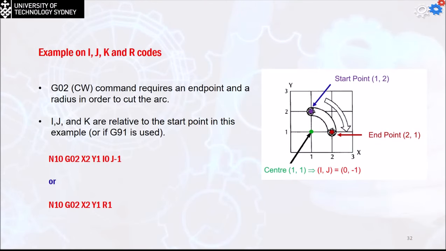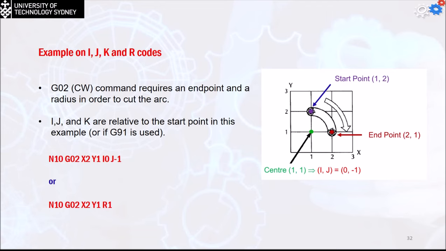That's some of the examples for the I, J, and K and R codes. G02, which means clockwise command, requires the endpoint and the radius in order to cut the arc. The I, J, and K are going to be relative to the start point in this example if G91 is going to be used.